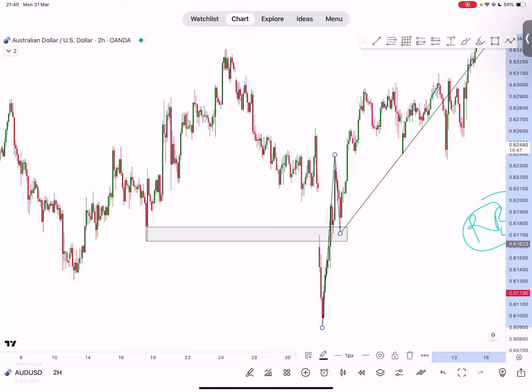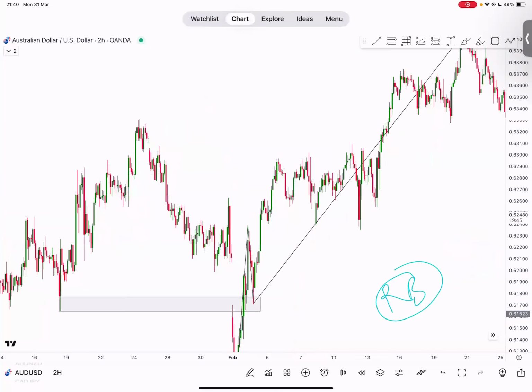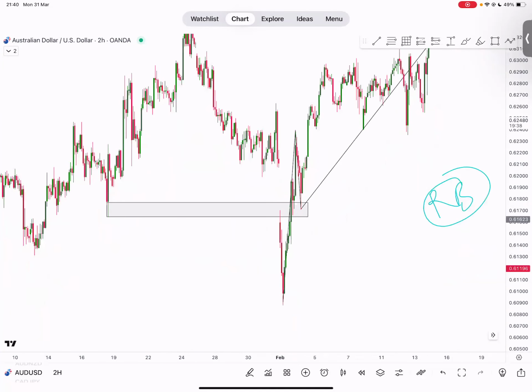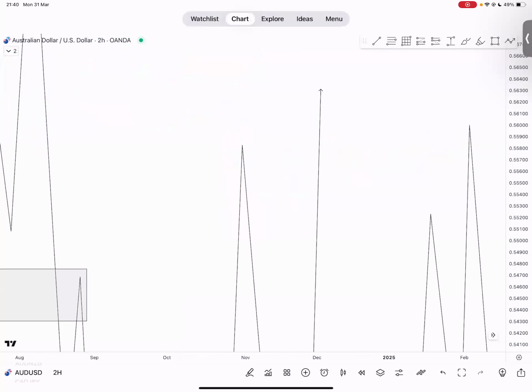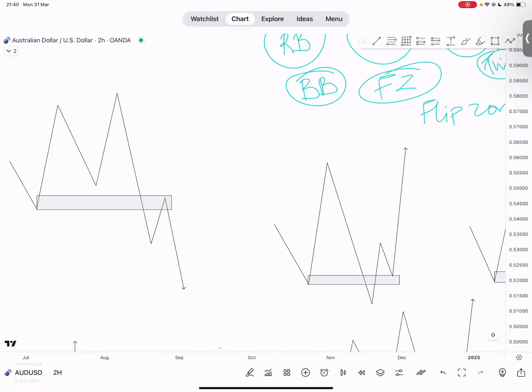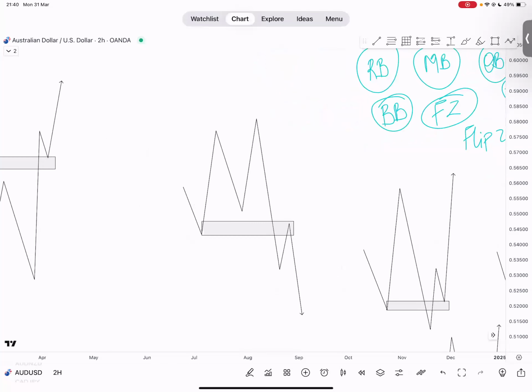Just like that. That is an example of a reclaimed block. That is what these reclaimed blocks look like, right? If you look at the things that I have mapped out here, let's study these things. Here you have what? A bearish breaker block.